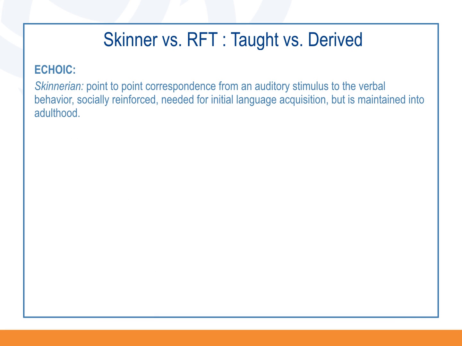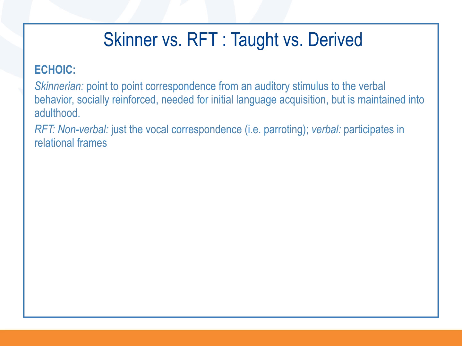For the echoic, there's point-to-point correspondence, as Skinner defines it, from an auditory stimulus to the verbal behavior. It's socially reinforced and it's needed for initial language acquisition, but we do maintain it into adulthood. For RFT, it's just the vocal correspondence, just parroting back and forth. And verbal, for RFT, is participating in additional relational frames.